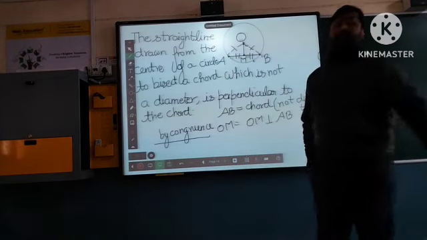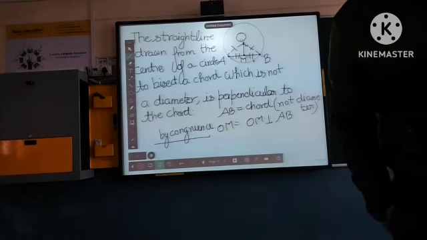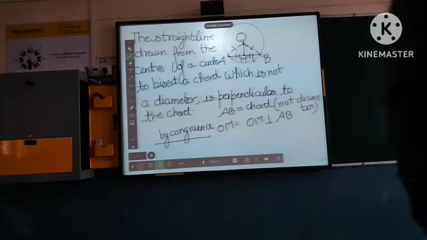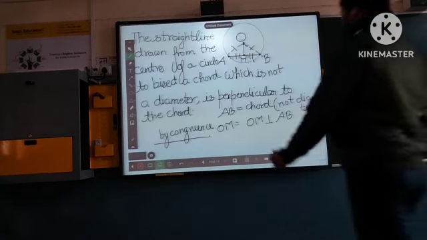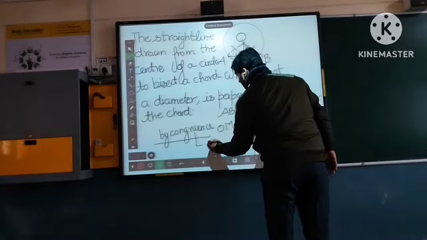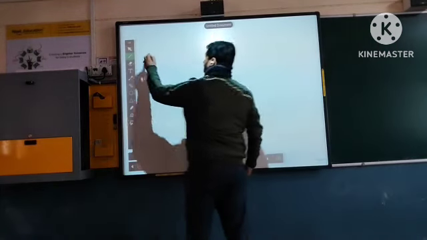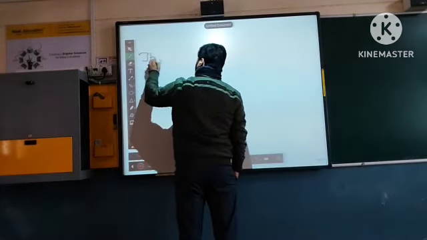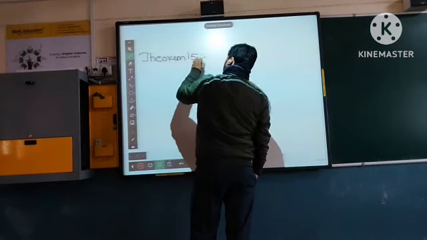So by which criteria? By SSS criteria. One side is the radii, the other side is the chord which is equally bisected by the line OM, and the common side is the OM line only, that is drawn from the center of the chord. By SSS criteria, easily you can prove. Then the next theorem is theorem 15.2.